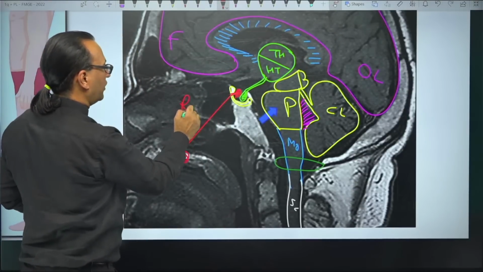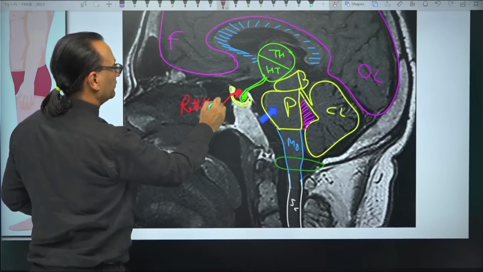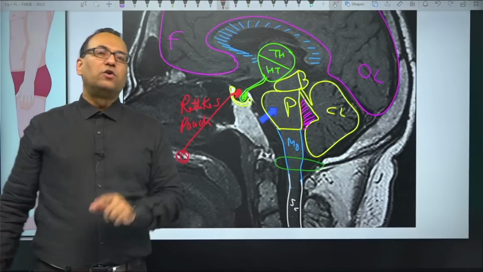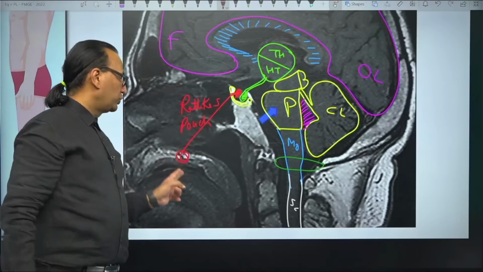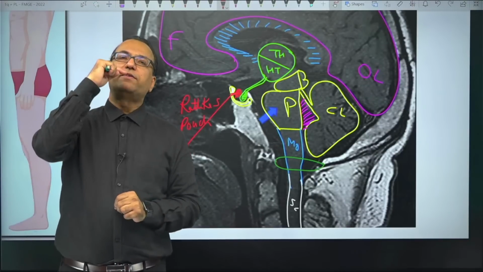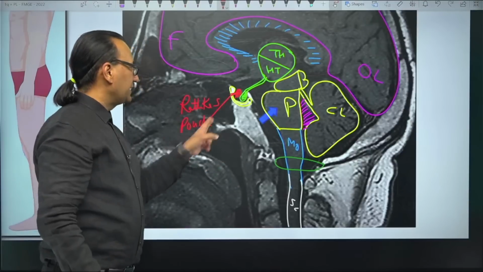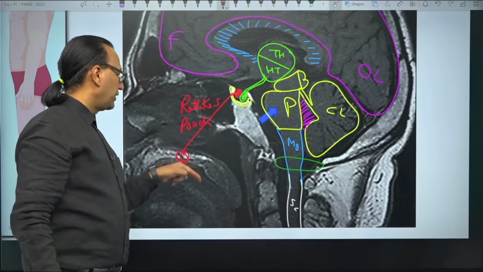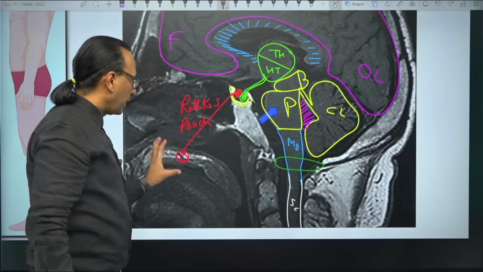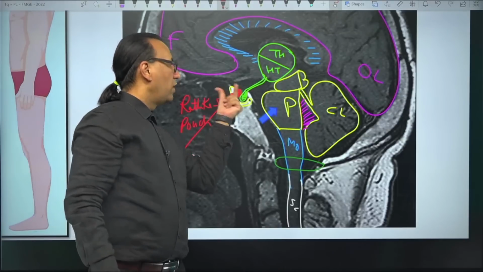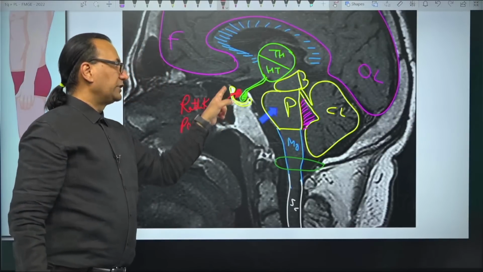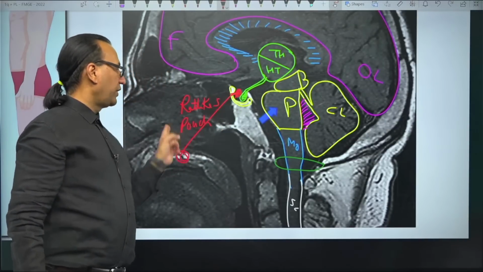And your question was Rathke's pouch. So what is Rathke's pouch? First of all, Rathke's pouch is surface ectoderm at the roof of oral cavity. Rathke's pouch developed from surface ectoderm at the roof of oral cavity, and that Rathke's pouch surface ectoderm gives you anterior pituitary, which is also called adenohypophysis. So adenohypophysis or anterior pituitary.